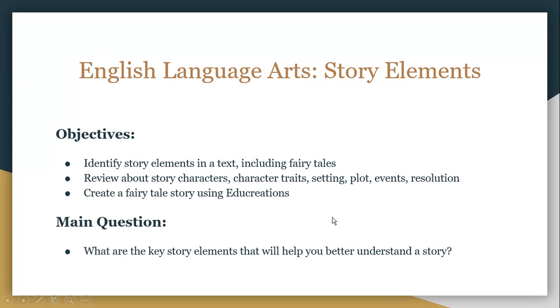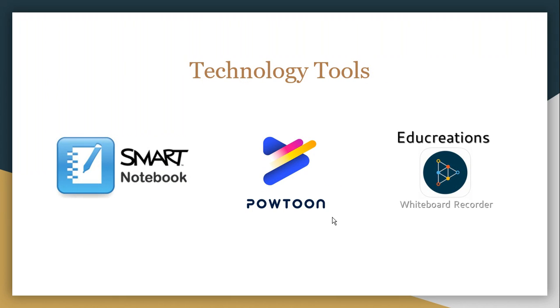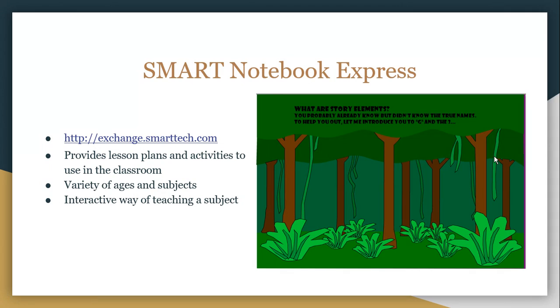The main question students will answer is, what are the key story elements that will help you better understand a story? The technology tools that we will use are Smart Notebook, Powtoon, and EduCreations. Smart Notebook Express provides lesson plans and activities to use in the classroom. It includes a variety of ages and subjects, and it's an interactive way of teaching a subject.